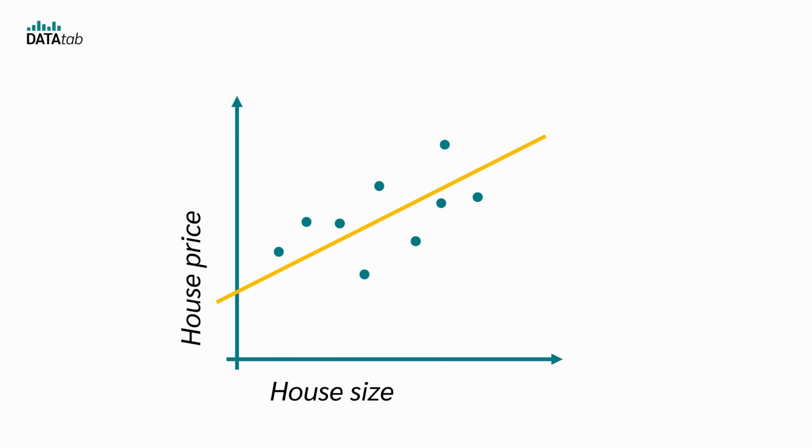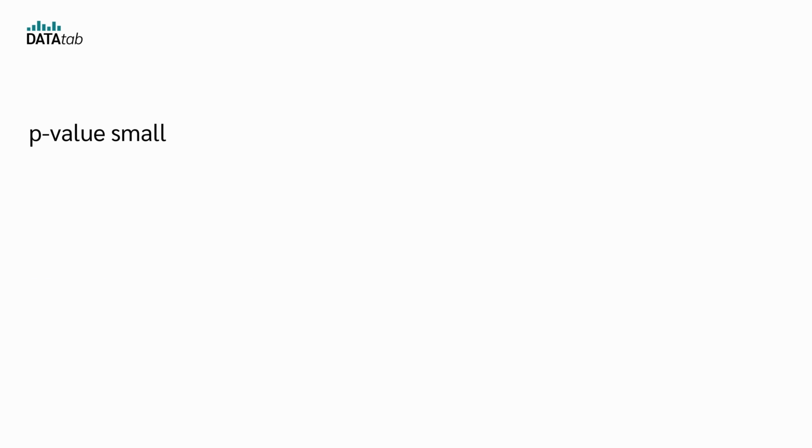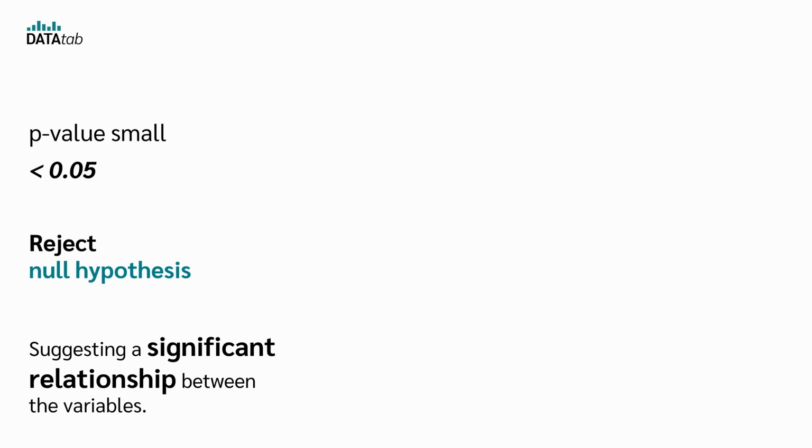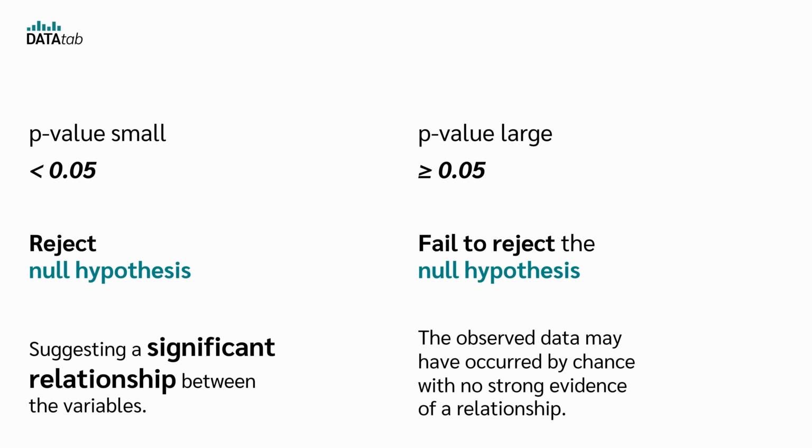To test whether the relationship we observe is meaningful or just due to random chance, we start by stating the null hypothesis: there is no relationship between the independent variable and the dependent variable. If the p-value is small, typically smaller than 0.05, we reject the null hypothesis. This suggests a significant relationship between the variables. If the p-value is large, typically greater than 0.05, we fail to reject the null hypothesis, indicating the observed data may have occurred by chance with no strong evidence for a relationship.